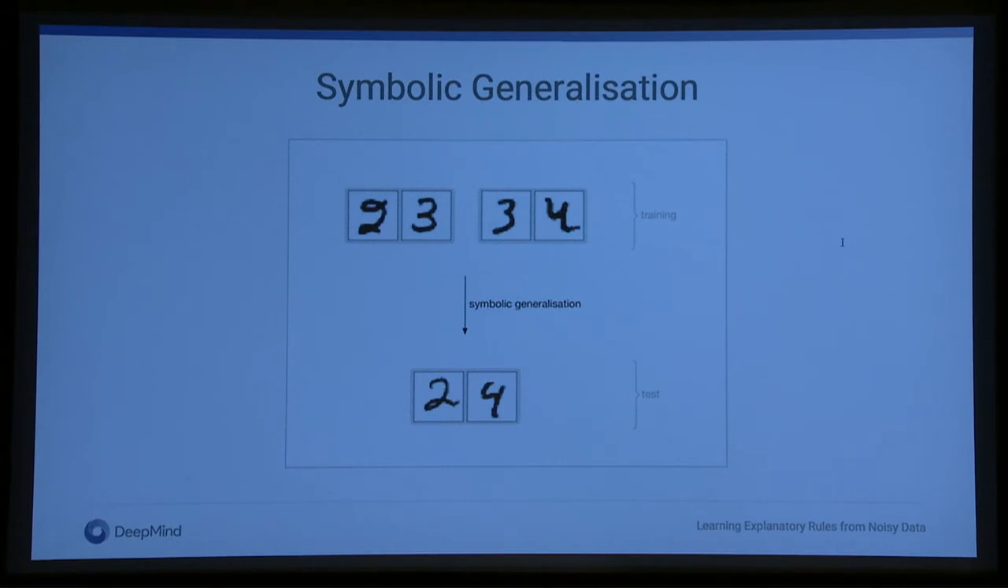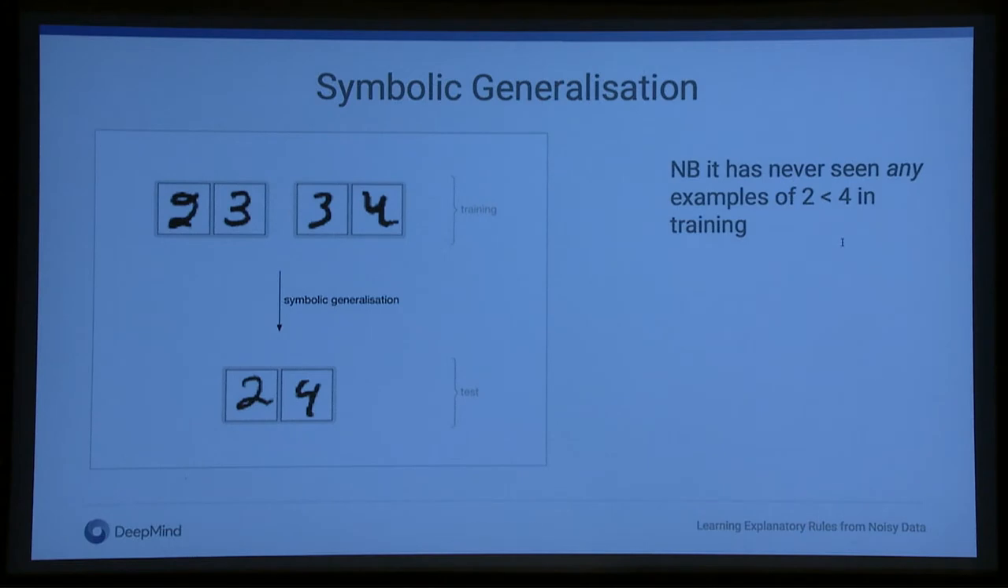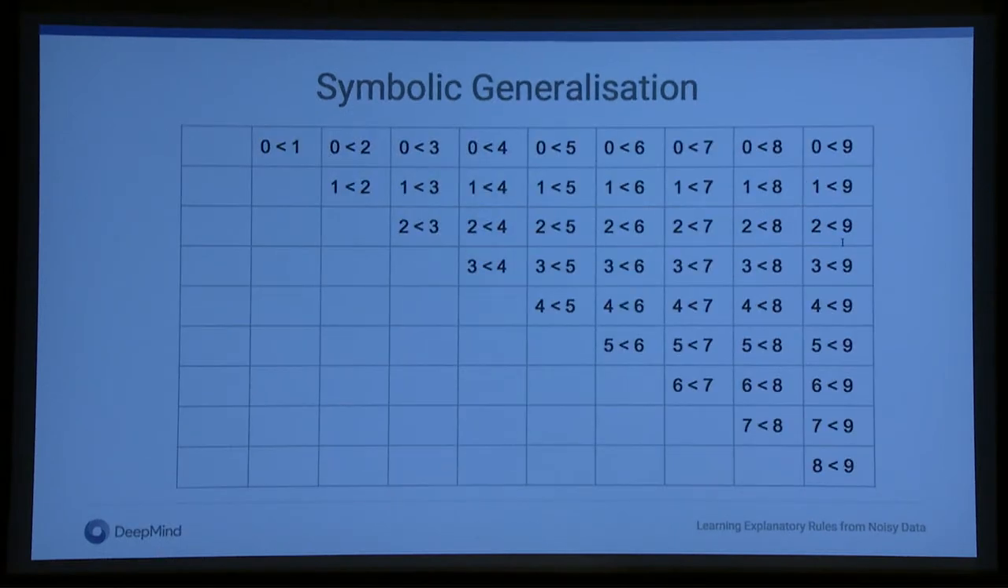Symbolic generalization is different, though. Supposing I've seen that 2 is less than 3, and I've seen that 3 is less than 4, and I have some reason to believe, looking at other training data, that the relation is transitive, then I should be able to infer that 2 is less than 4, even if I've seen no examples of 2 being less than 4 in my training. So if you give a human all these examples, but even if you cut out some of these examples, we will start to suspect that there's a transitive relation here and therefore be able to fill in the data. Symbolic generalization.